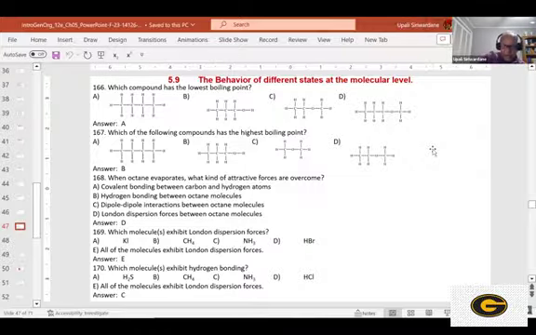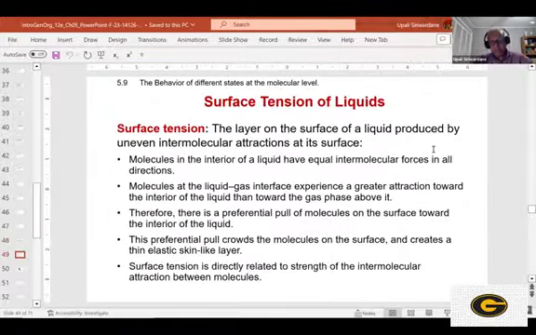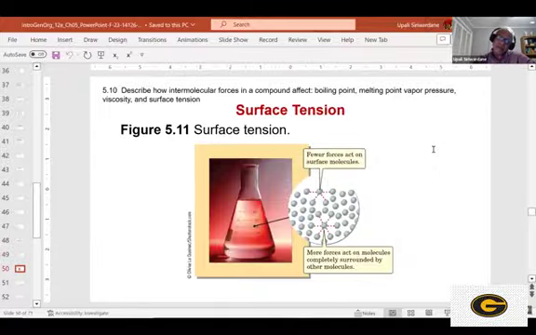The lowest boiling point is for the lowest intermolecular force. Lowest intermolecular force is in the butane. Therefore, it has the lowest boiling point. Boiling point is related to intermolecular forces. So go through these questions. We also talk about the liquid state, about surface tension. Surface tension is the force present on the surface of a liquid.